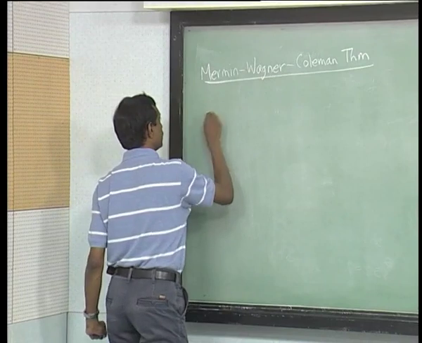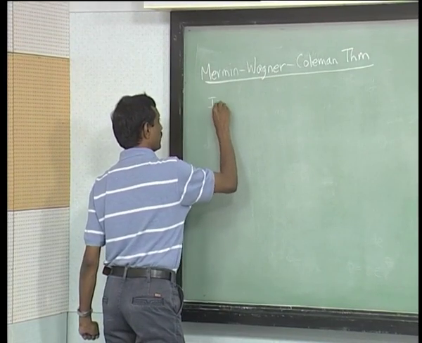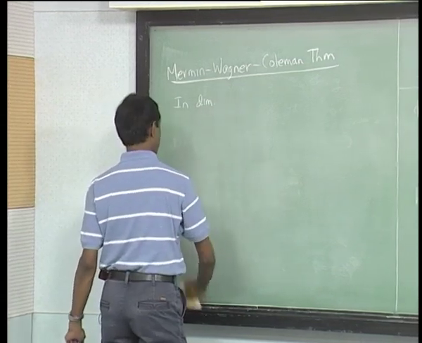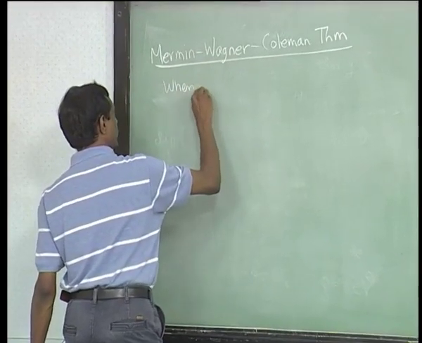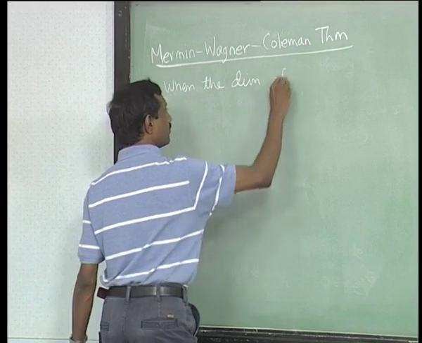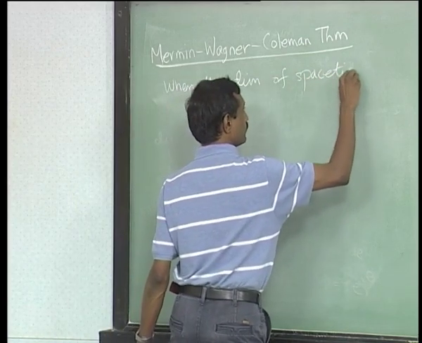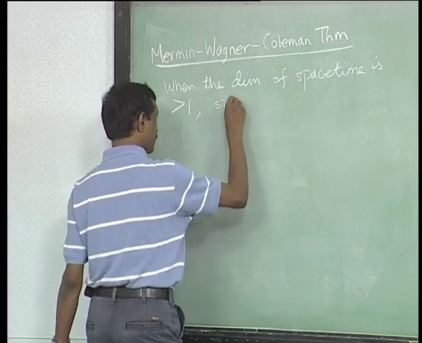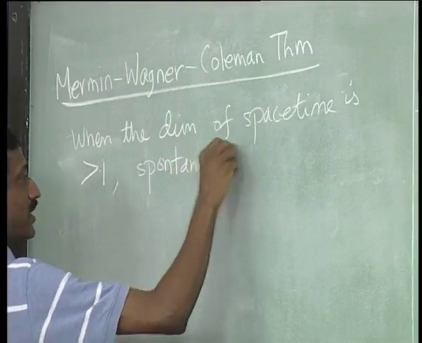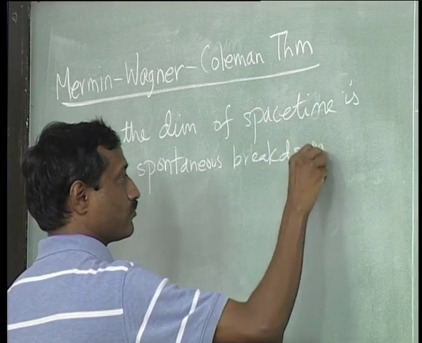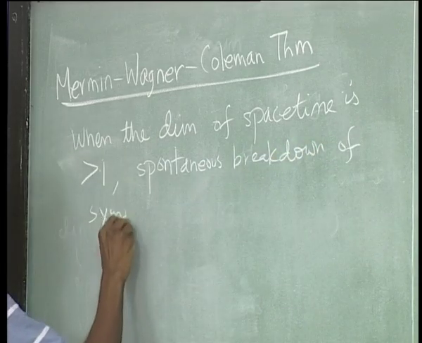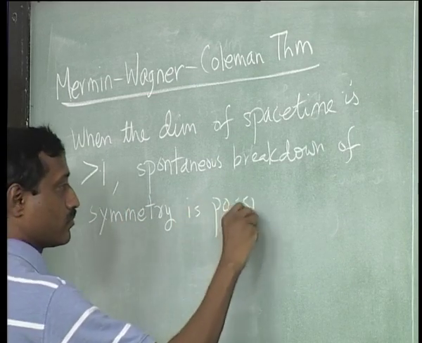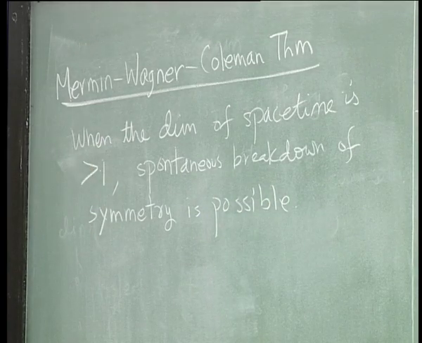So, what it says is that in dimension, when the dimension of space time is greater than 1, spontaneous breakdown of symmetry is possible, okay.